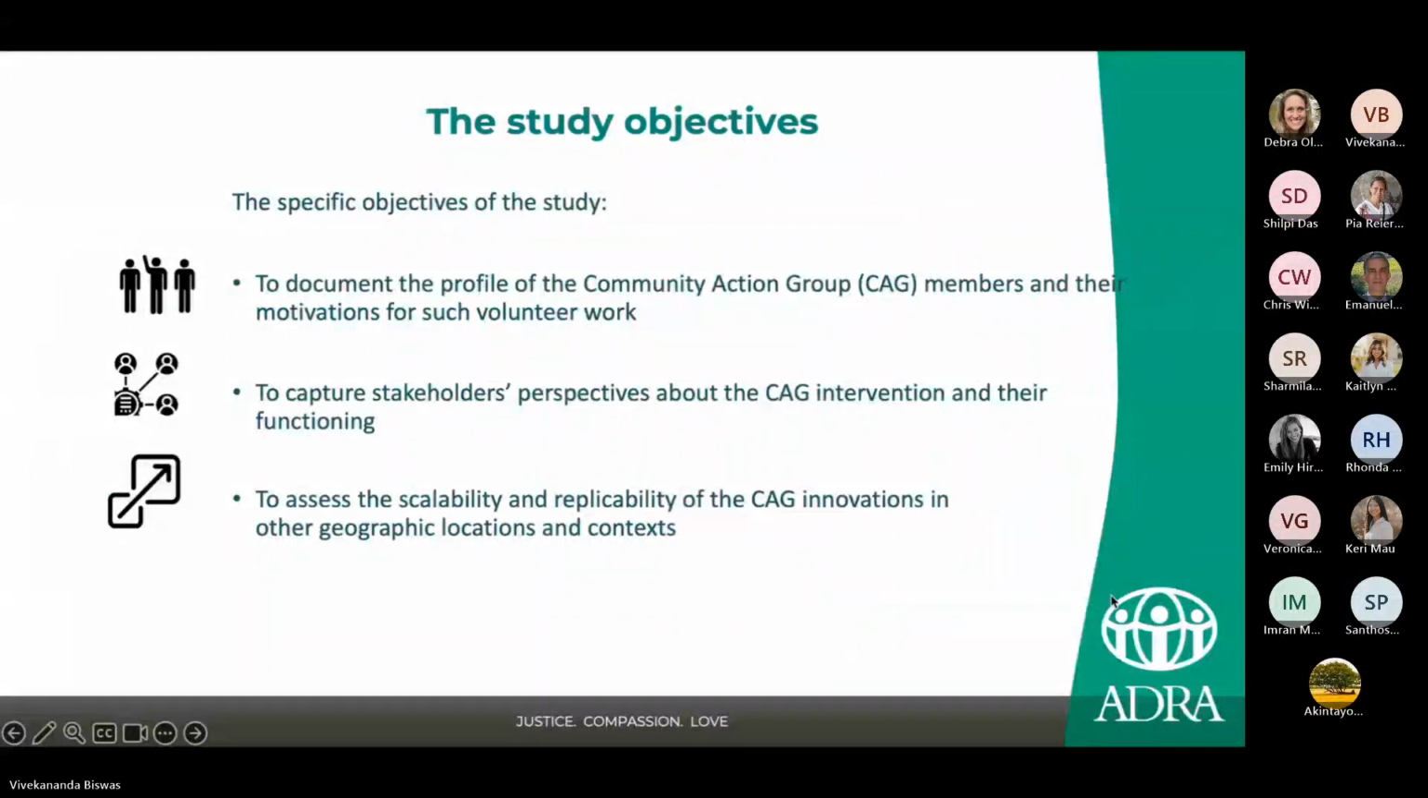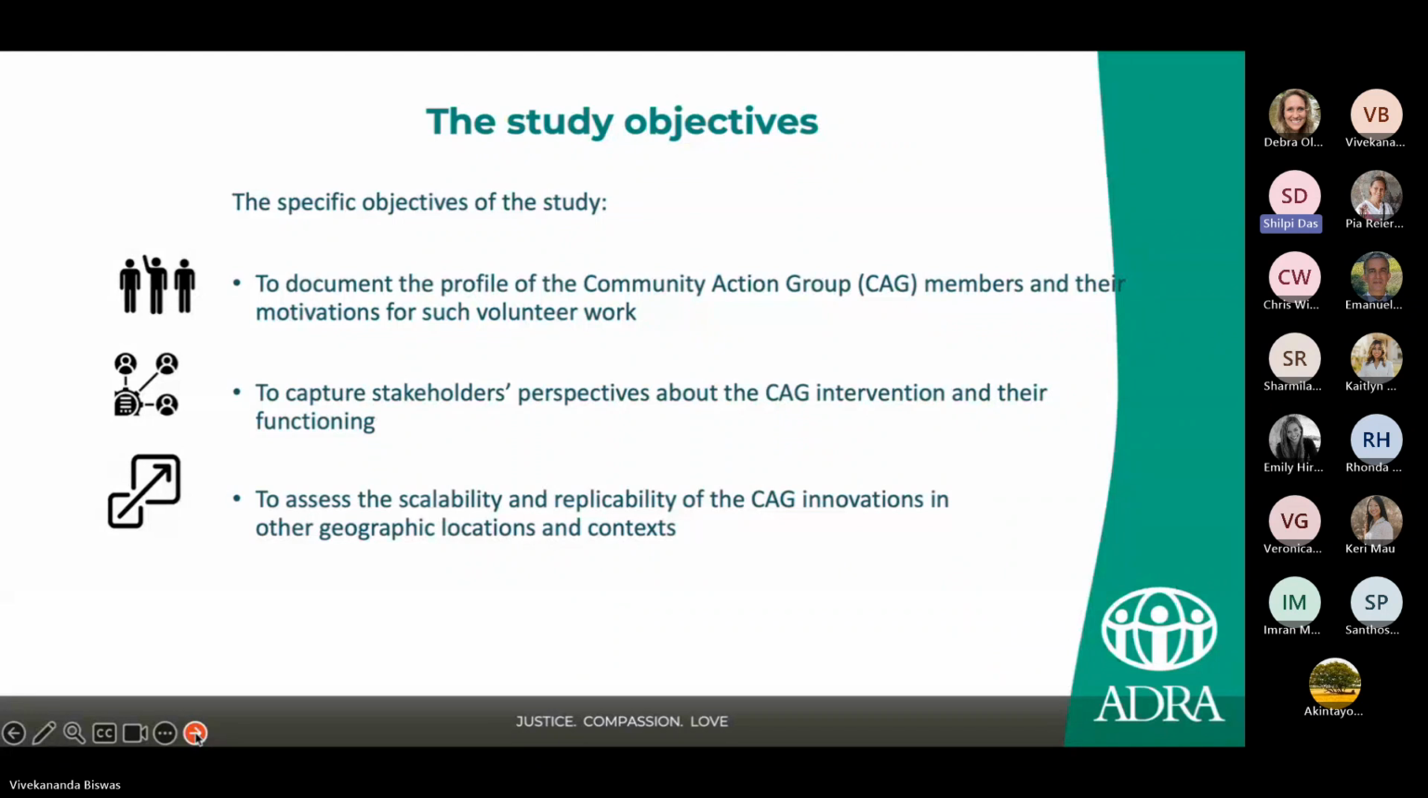So the study has three basic objectives. The first is to document the profile of the community action group members and their motivation for such volunteer work. Why were these community workers, who were not paid, engaged in this community action group? What was the motivation? This was one of the objectives of the study, to understand the motivation factor of the community action group.